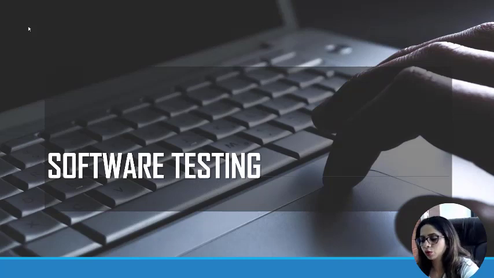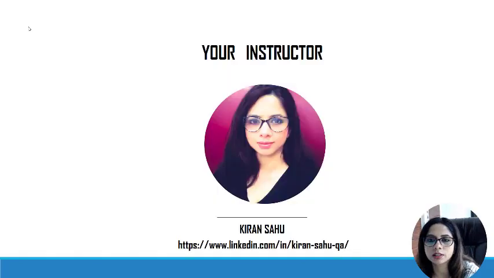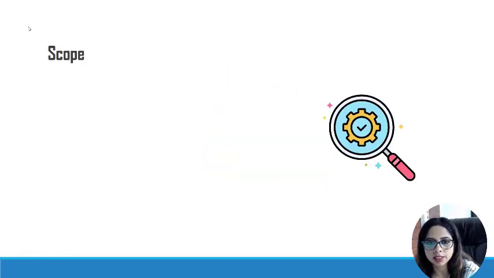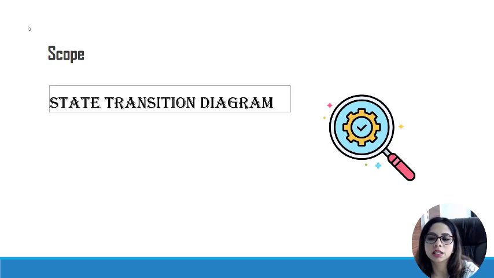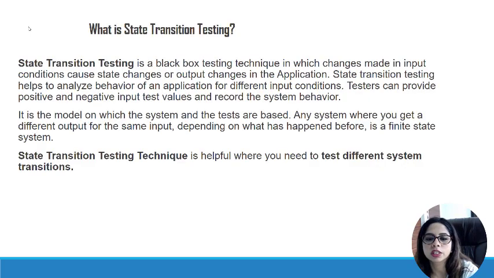Today we will see the state transition diagram technique. So far we have seen equivalence partitioning, boundary value analysis, and decision table testing. So what is it related to? When there are different states and transitions between them in any scenario, in those cases we have to apply the state transition testing technique.